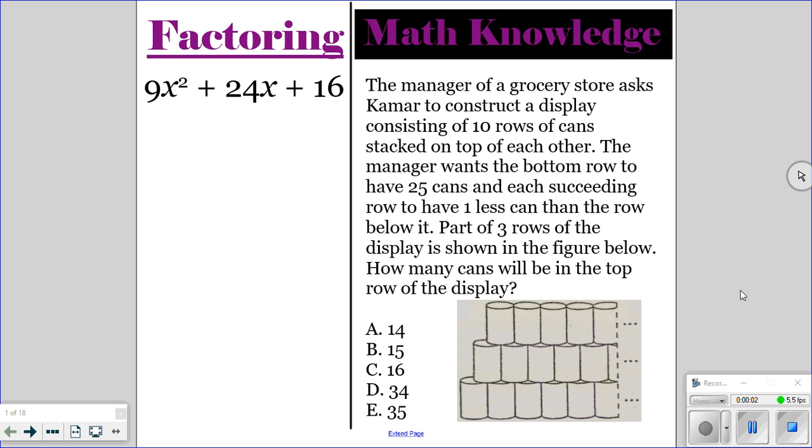Alright, so y'all go ahead and do the factoring and the math knowledge question for today. Pause the video, and then once everyone is finished, you can unpause the video and I'll go over the correct answers. So for the factoring, we're going to do remove, replace, reduce.